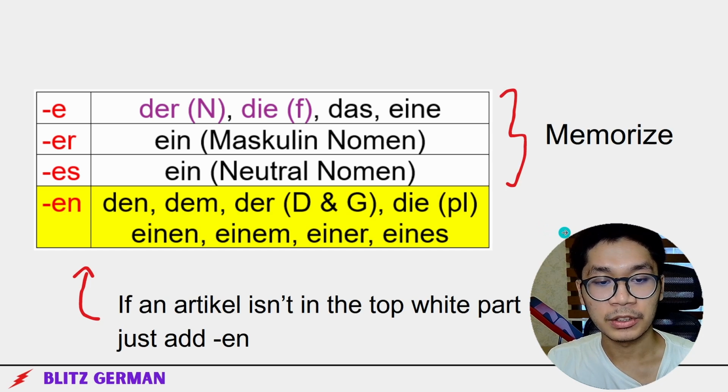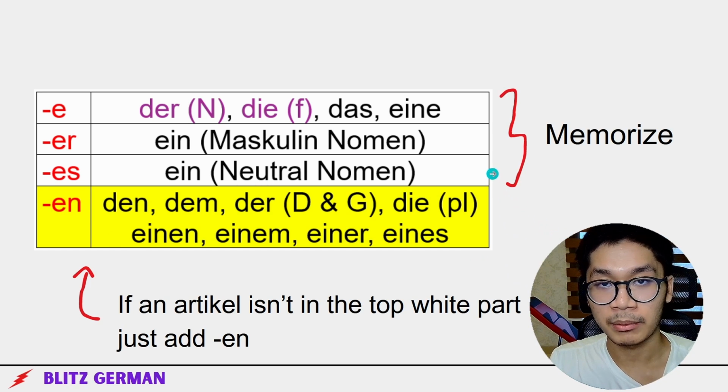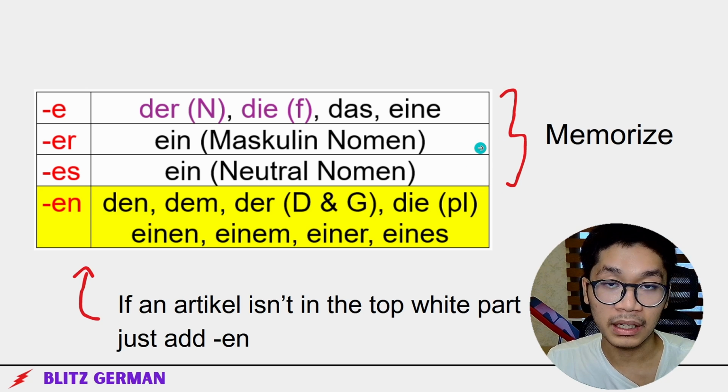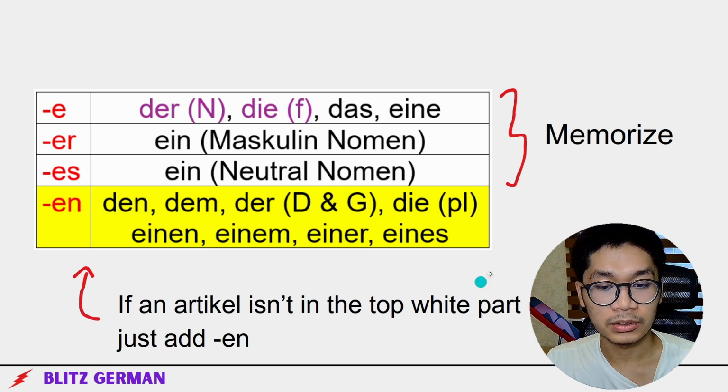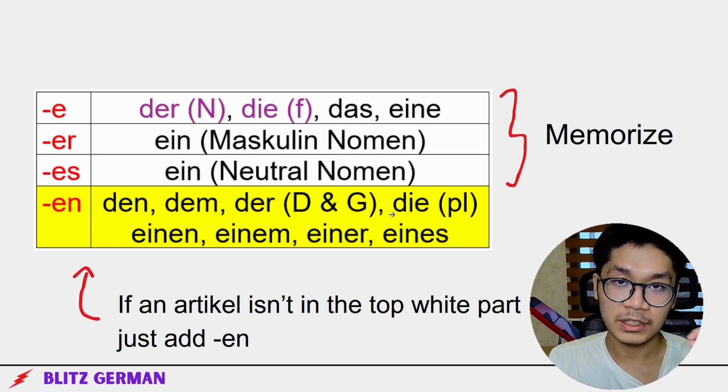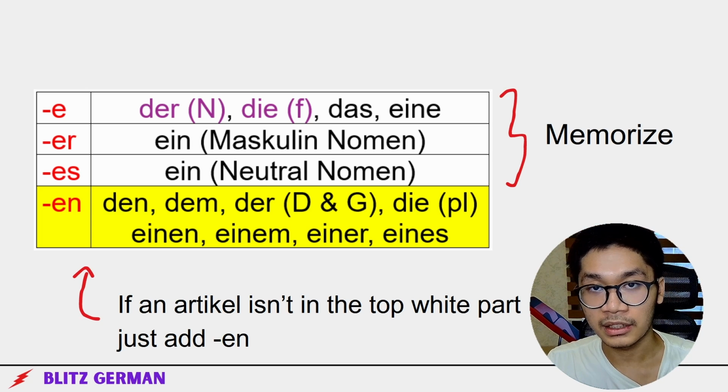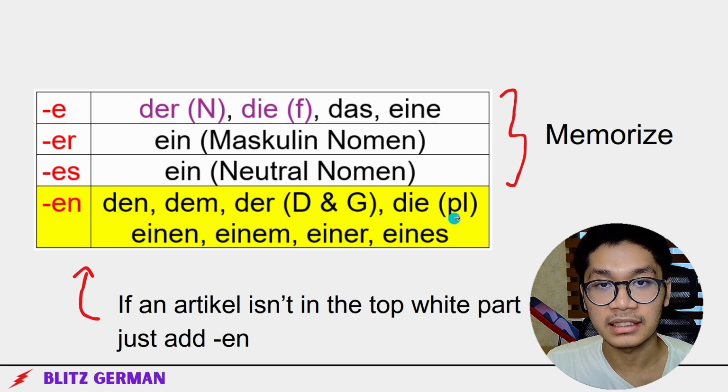Like I said before, you don't have to memorize the bottom part, you only need to memorize the top part. Because if you know the top part and you see an article that isn't in the top part, just instantly think en. You only need to know the top one, okay? If it's not der, die, das, eine, ein, it's en, instantly.